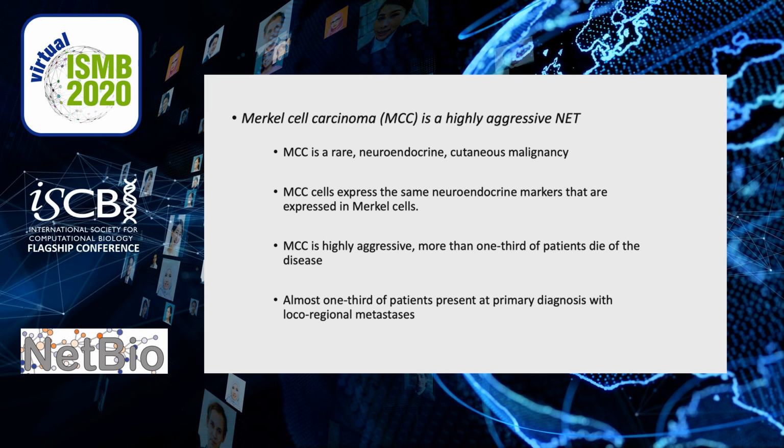Merkel cell carcinoma is a rare but highly malignant neuroendocrine tumor. It expresses the same neuroendocrine markers that are expressed in a Merkel cell. One-third of patients present at primary diagnosis with local regional metastasis. That's also why this tumor has a high mortality rate of about one-third.